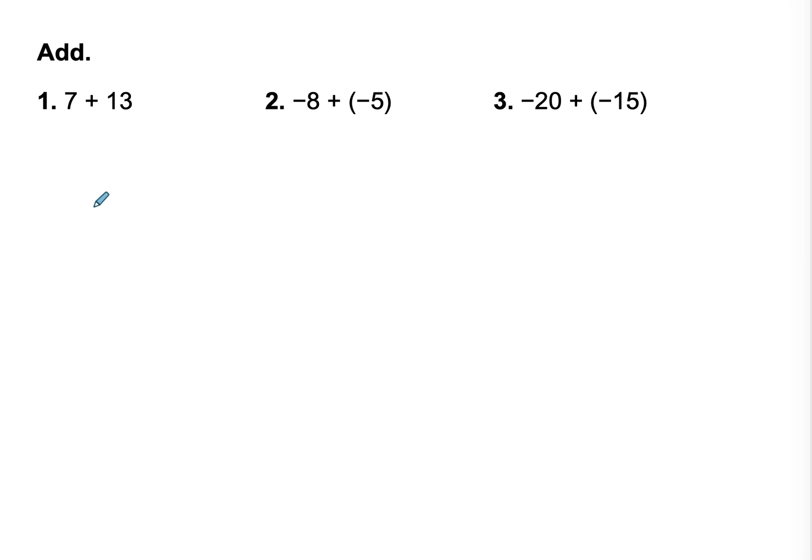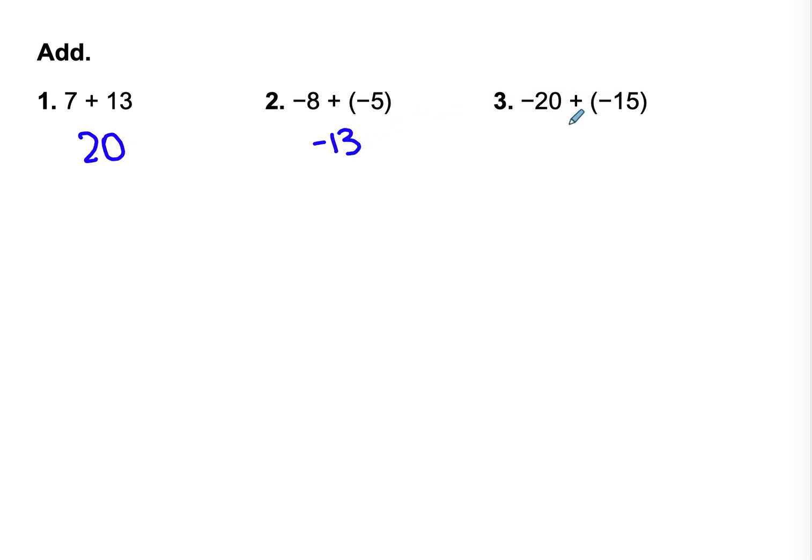All right, let's go ahead and check our answers. So for our first one here, I have 7 plus 13. That's going to equal +20. Those are positive numbers, so you're adding them same way you've always added positive numbers. Number 2, -8 plus -5. Same signs, find the sum. 8 plus 5 is 13. Since they're both negative, we're going to have -13.